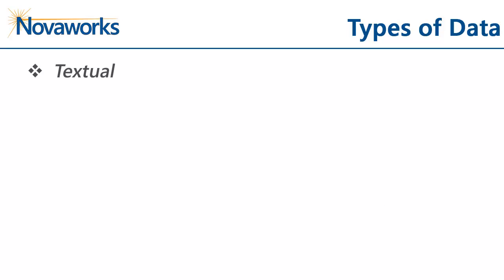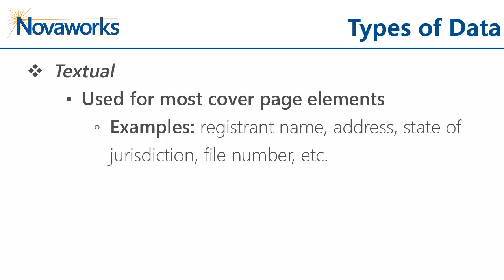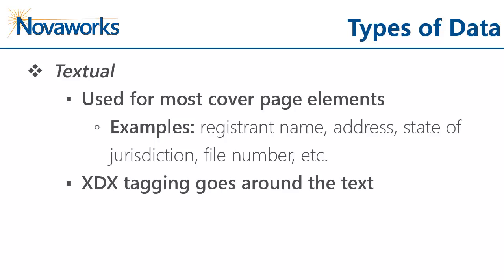The next type of data you'll find on a cover page is textual. Textual data covers most of the data that you will tag. This includes the registrant name, address, period of the report, security titles, basically any data that has corresponding text on the cover page. For textual data, you tag the text for the fact.